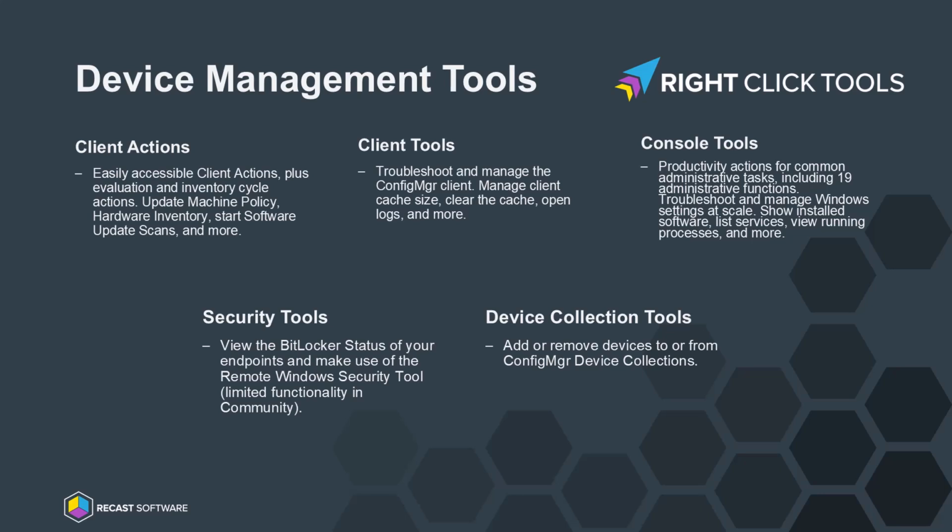The console tools provide productivity actions for common administrative tasks, including 19 administrative functions. You can troubleshoot and manage Windows settings at scale, show installed software, list services, view running processes, and more. Our security tools allow you to view the BitLocker status of your endpoints, as well as make use of the remote Windows security tool, which features limited functionality in the community tools. Finally, device collection tools allow us to add or remove devices to and from config manager device collections.